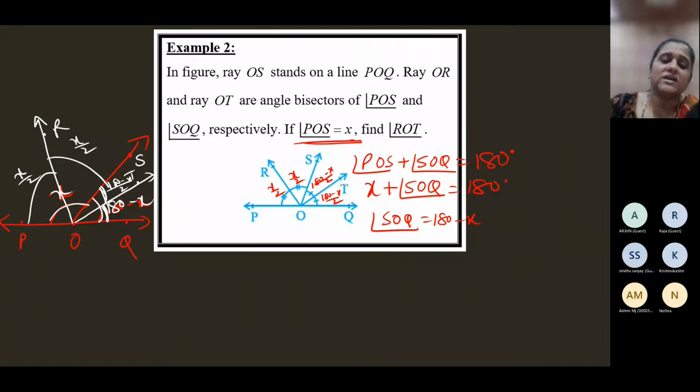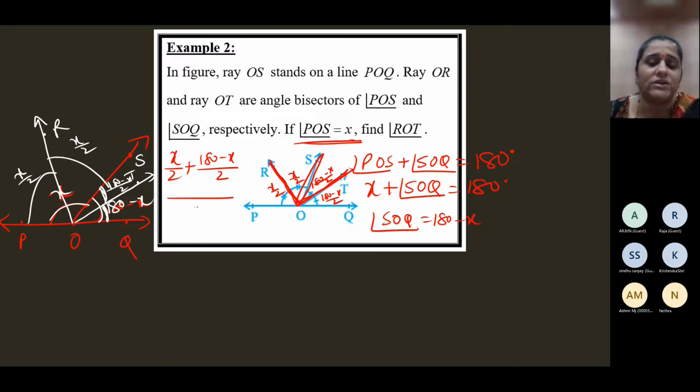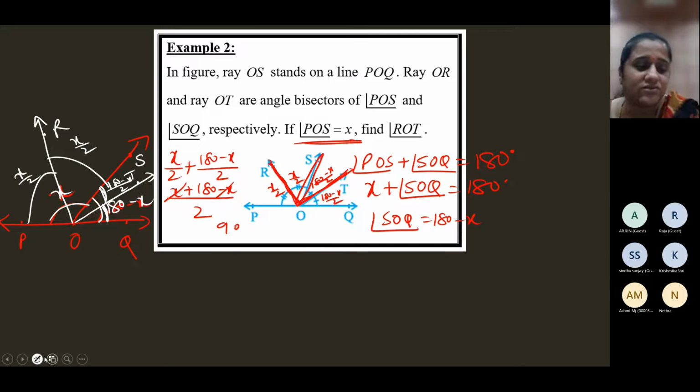Now we have to find angle ROT. What is angle ROT? ROT is equal to ROS plus SOT. So X by 2 plus (180 minus X) by 2. Common denominator 2, so X plus 180 minus X. Minus X plus X cancels. 180 by 2, which is 90 degrees. So ROT is equal to 90 degrees.